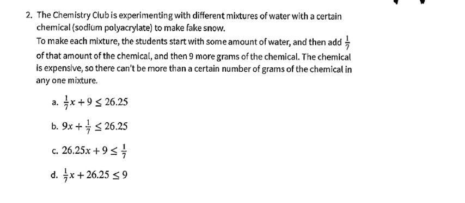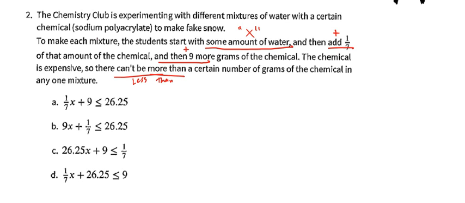Well, I don't think we really need even this whole first sentence. But to make each mixture, the students start with some amount of water, that's our variable, and then add 1/7 of that amount of the chemical, and then 9 more, that means adding again. And it's expensive, so there can't be more than. If there can't be more than, then that means less than, right?